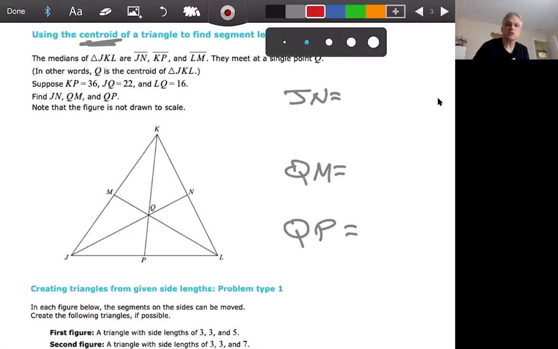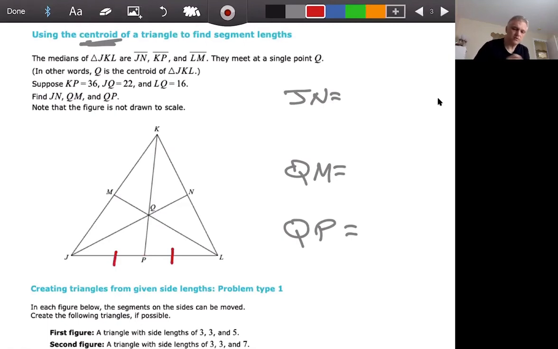All right, let's see what we are given. We were given that JN, KP, and LM are medians. That's very valuable information because medians start at a vertex, and then when they hit the opposite side, they hit it at the midpoint, which means that it bisects the segment. So JP and LP are congruent, JM and KM are congruent, and KN and LN are congruent. That's pretty nice.